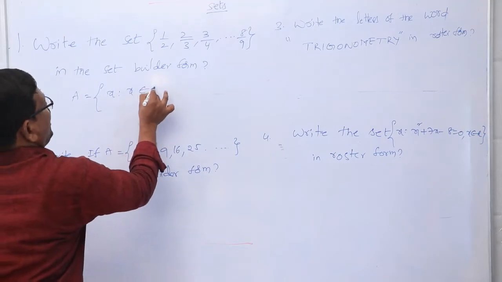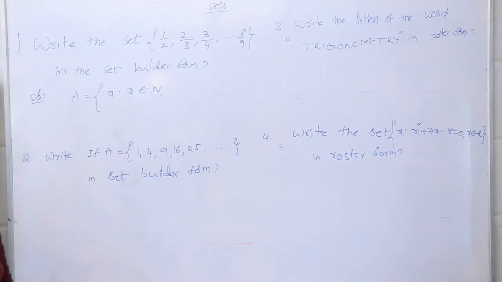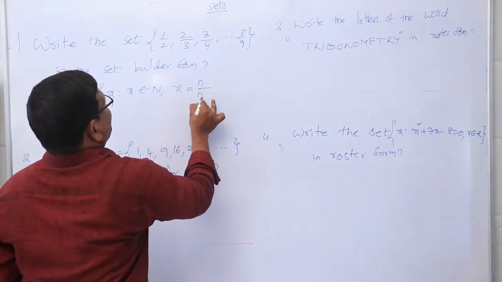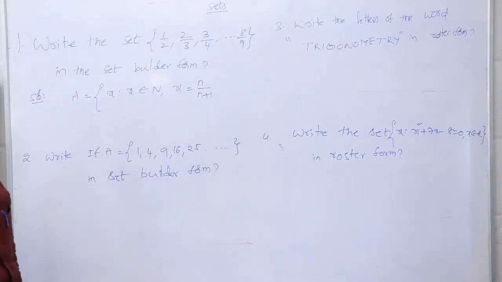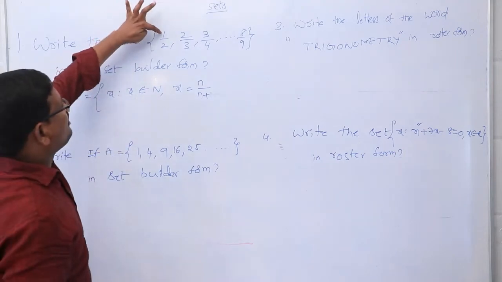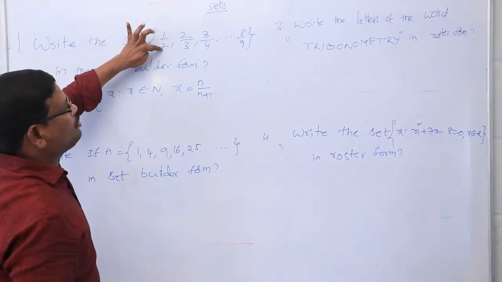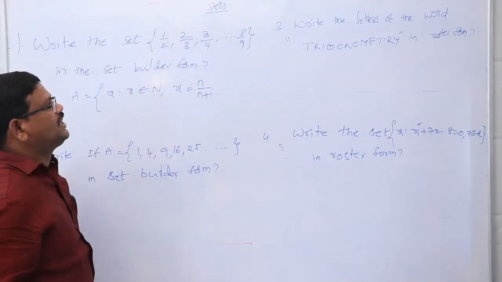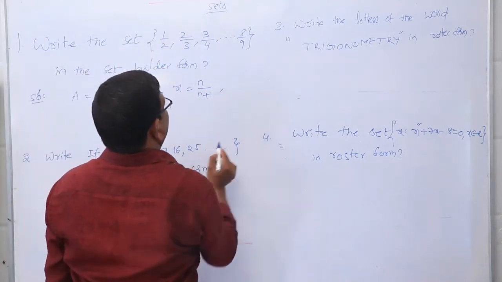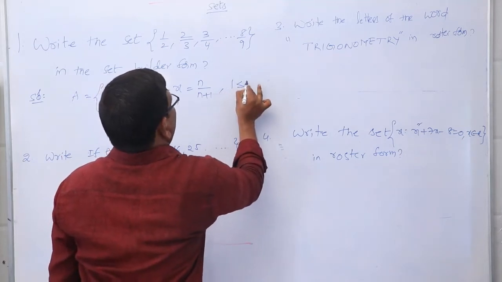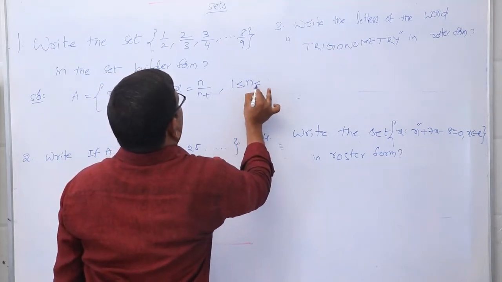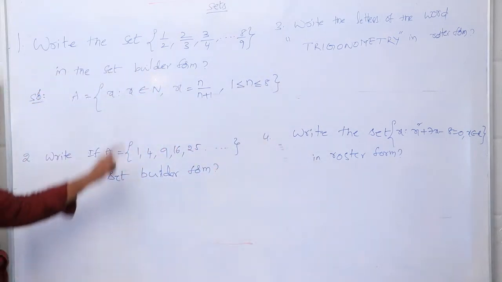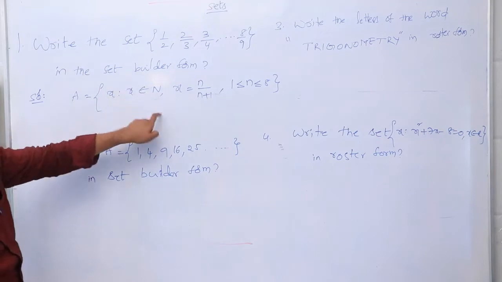x belongs to natural numbers and x equals n divided by n plus 1. Here, if you take 1, then 1 plus 1 equals 2. If you take 2, then 1 plus 2 equals 3, like this, and 1 is less than or equal to n, and n is less than or equal to 8. This is the set builder form for this question.